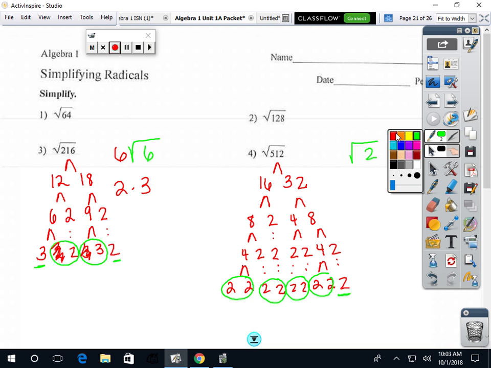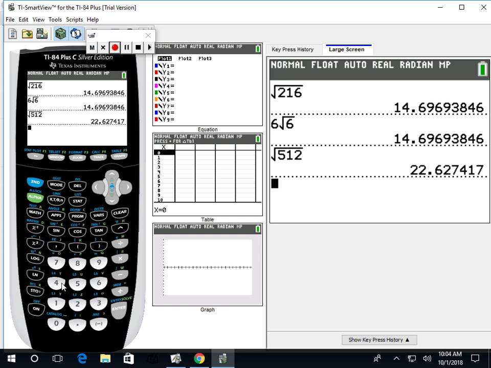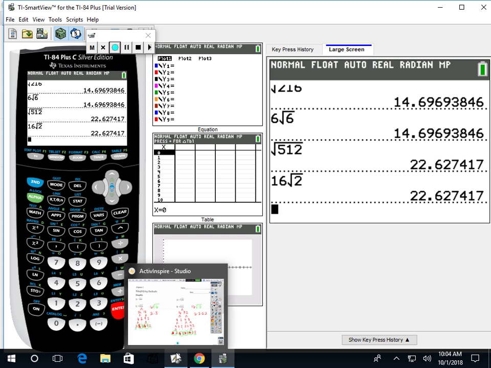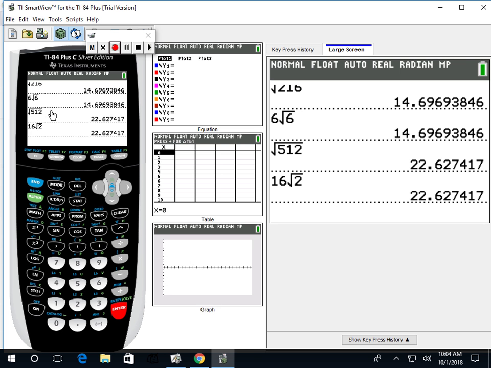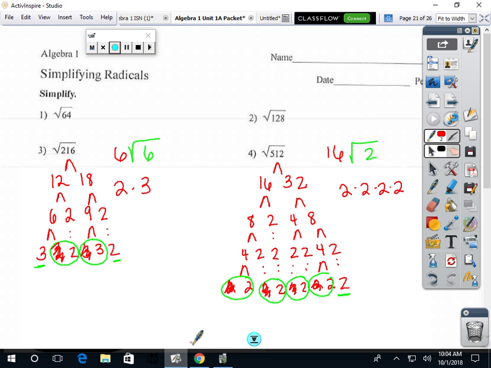Now, out of all the ones we circled, we're killing one of each, and we're kicking out the others. That means 4 2's are getting kicked out. And what happens when you multiply 4 2's together? What do you get? 16. Okay, so now we can check it by typing in 16 square root of 2. And we see that we get the exact same thing we got when we typed in the question. All right, number 5.